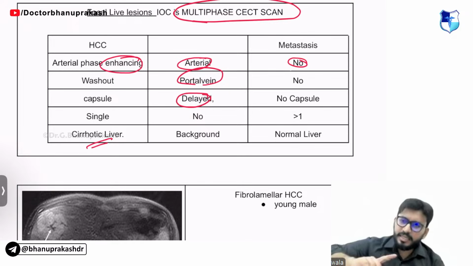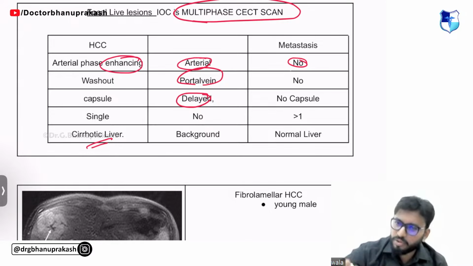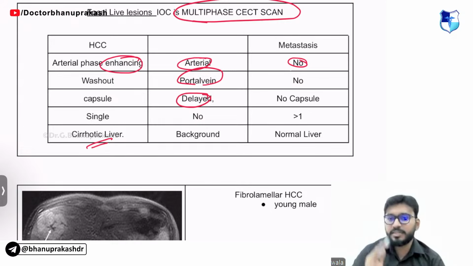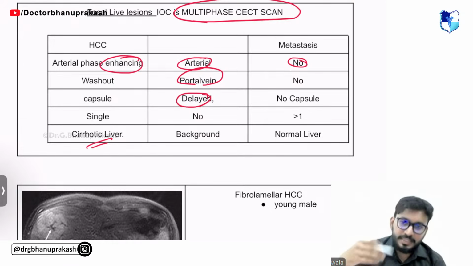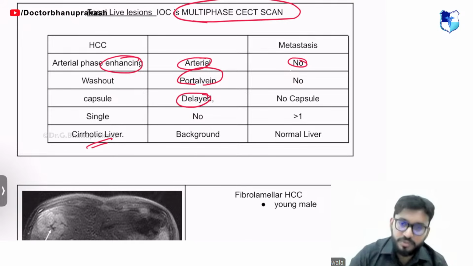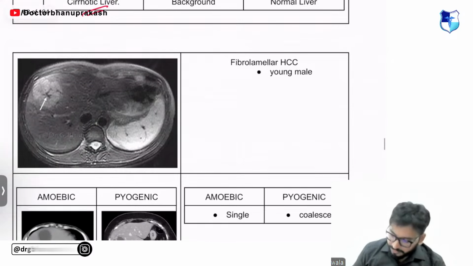Guys, remember HCC is a chronic manifestation. Chronic hepatitis and cirrhosis and then HCC. The entire liver is usually cirrhotic. But in metastasis, it is usually normal because the liver is just a bystander. The cancer has come from somewhere else. The rest of the liver remains normal. These are 2 points I need you to remember.